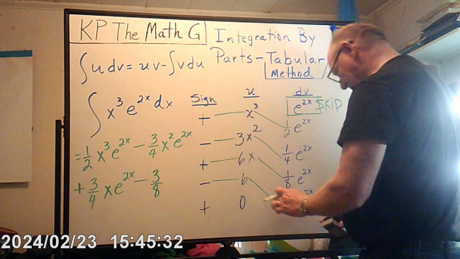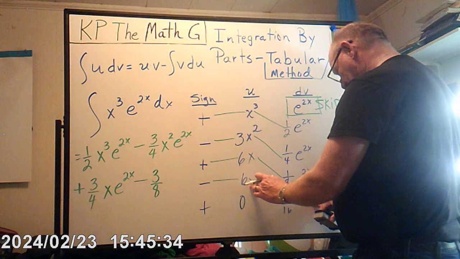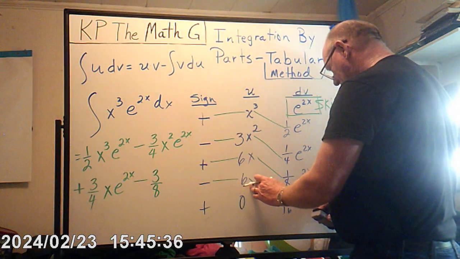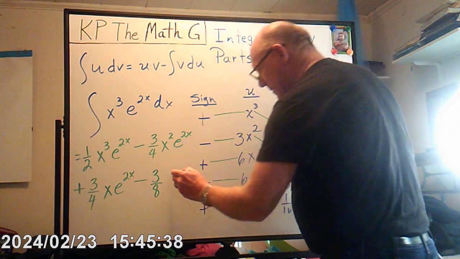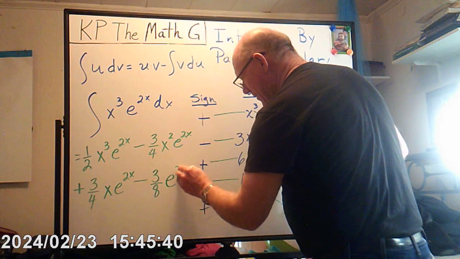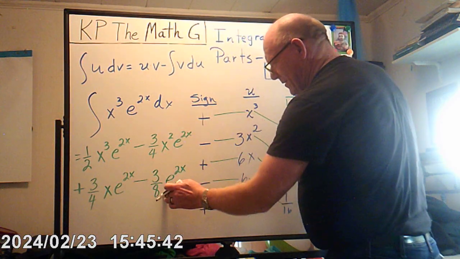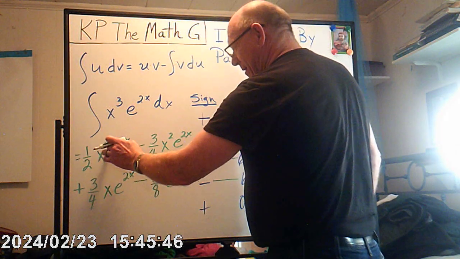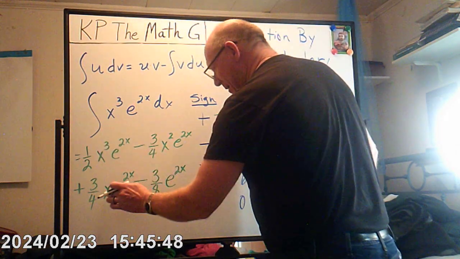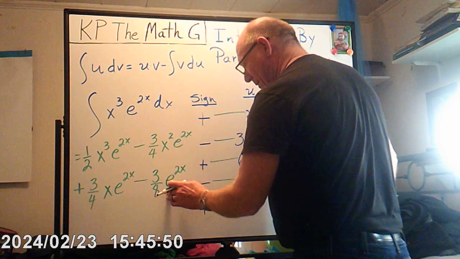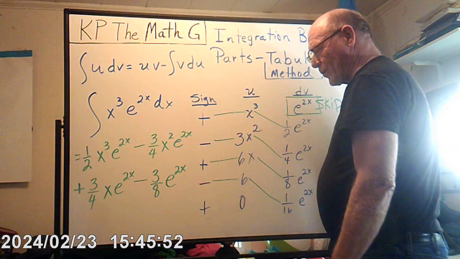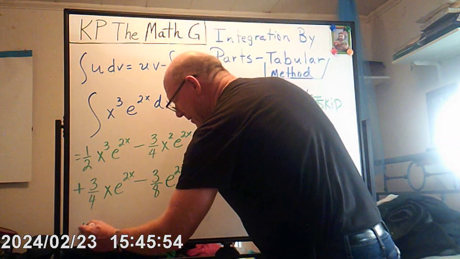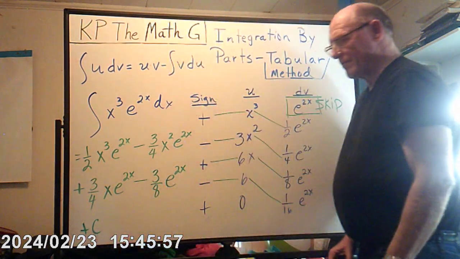e to the 2x. Notice there's no x on the end now. Notice how the x's keep going down: x cubed, x squared, x, and no x at the end here. That's what you want. And then finally, plus C.